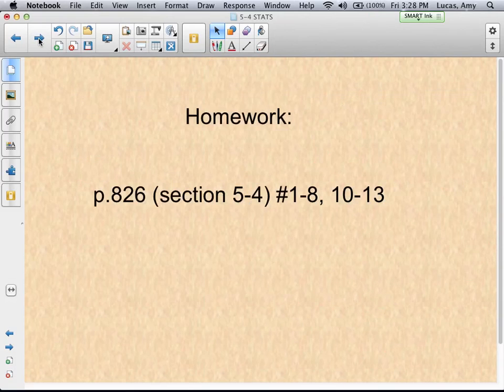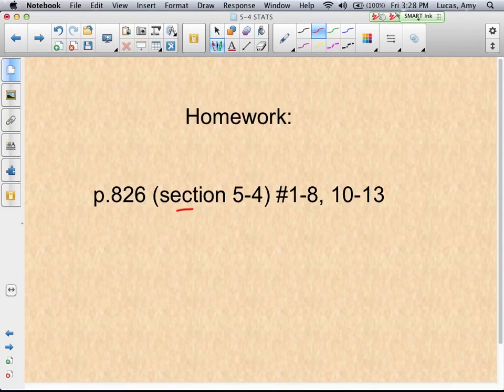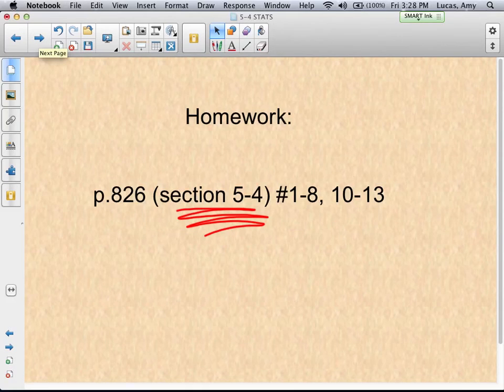Now you should be able to do your review homework. It's on page 826. Make sure that you are in section 5.4. And 1 through 8, 10 to 13 are the problems that we would like you to do for extra practice. These problems combine together the "and" and the "or" inequalities. So you've just got to be careful and make sure you understand which one is which.